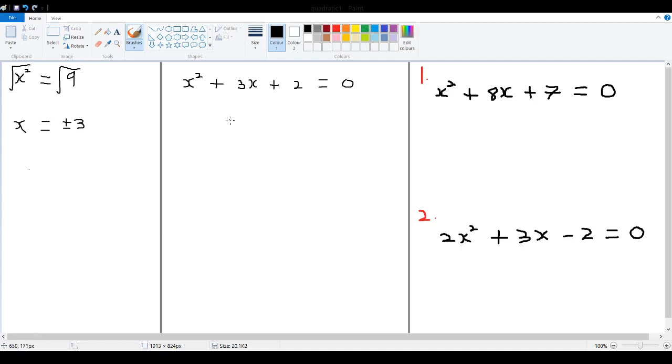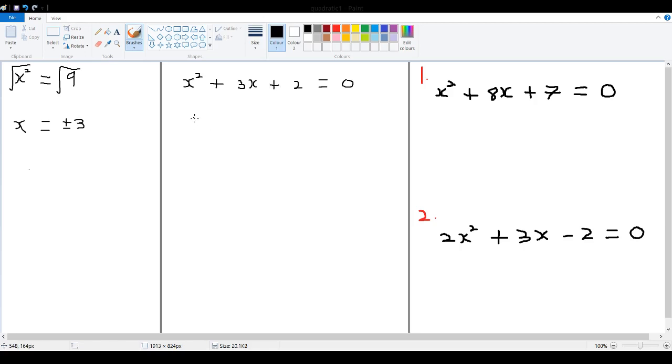But let's move on to the general quadratic equation here. So this gives us x squared plus 3x plus 2 is equal to 0. So we're looking at the middle section now. Now this is much more complicated than our previous example. How on earth do we solve this? Well, the method we're going to look at is factorizing the quadratic equation. And what do I mean by factorizing? Well, I mean we want to write this equation in a different form.